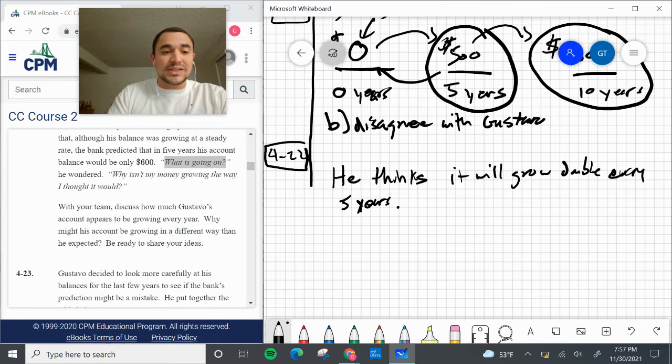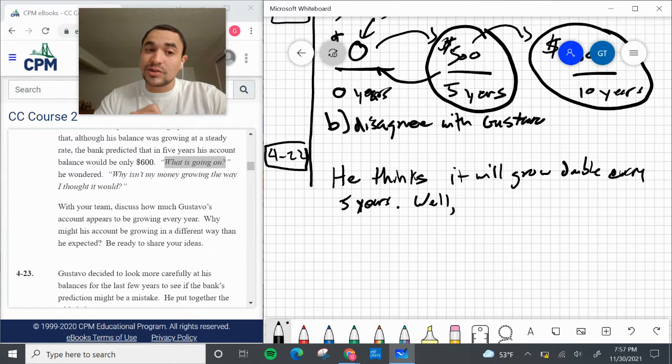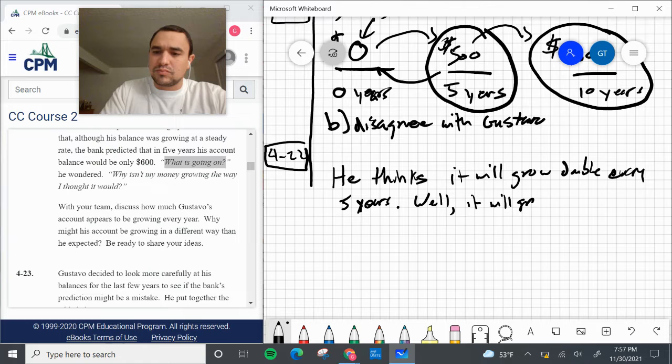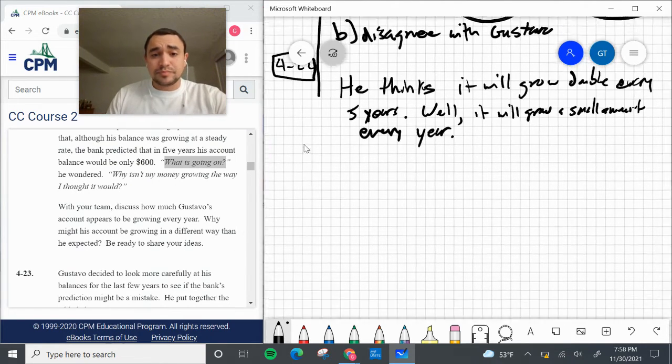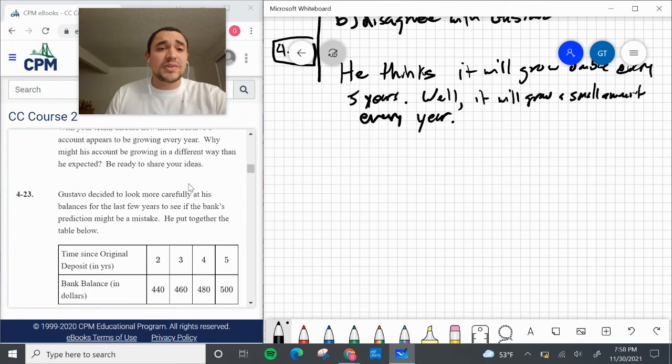So it says, why might his account be growing in a different way? Well, money doesn't double every 5 years. It actually will grow a small amount every single year. It's going to grow a small amount every year, and that's just how the world works.